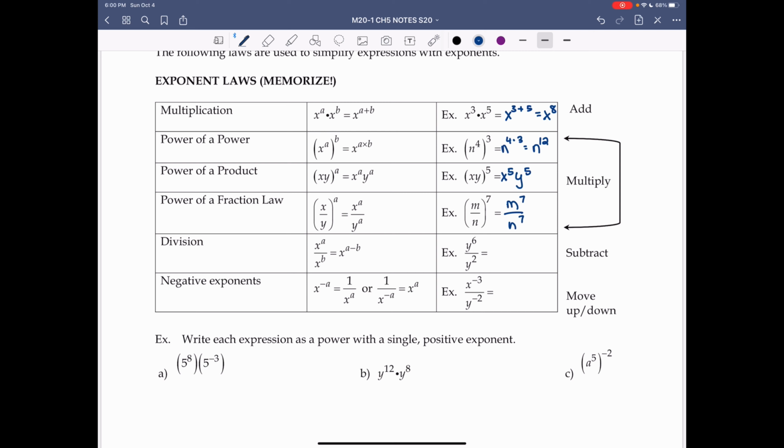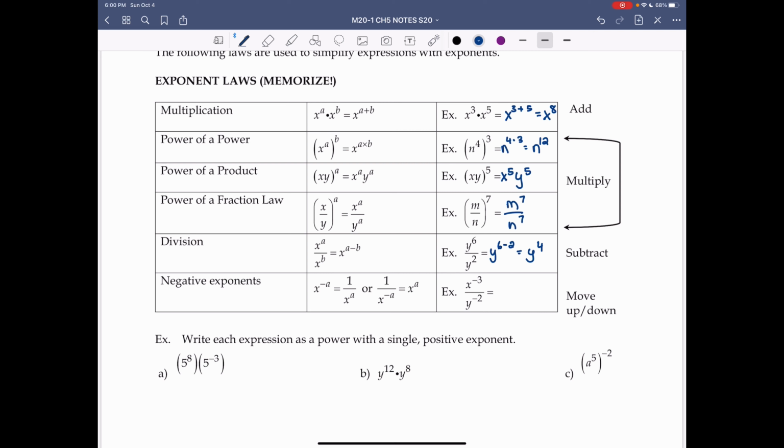The division law, x to the power of a over x to the power of b, so we have the same base. Notice that it has to be the same base. We can write this as one base where we subtract the exponents. The exponent from the numerator has to be first, so it's numerator minus denominator exponent. Example, y to the power of 6 divided by y to the power of 2 is y to the power of 6 minus 2, which gives us y to the power of 4.